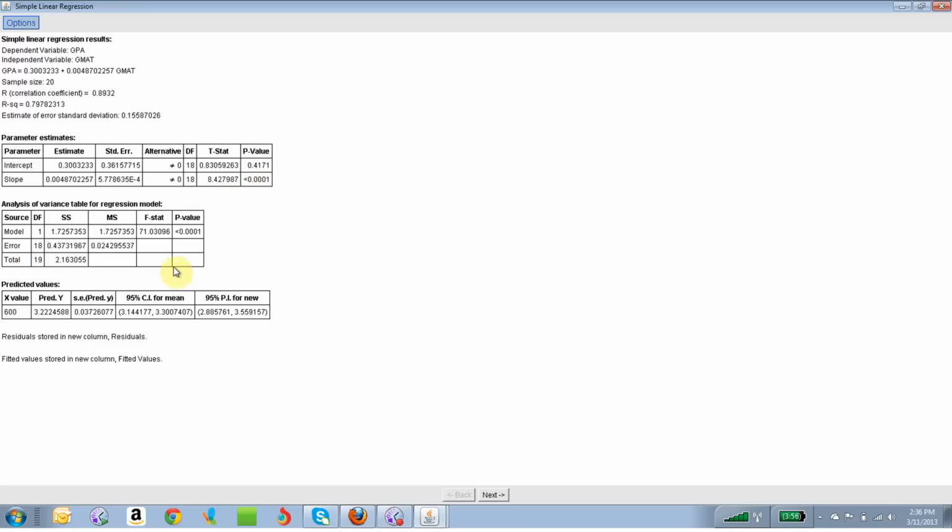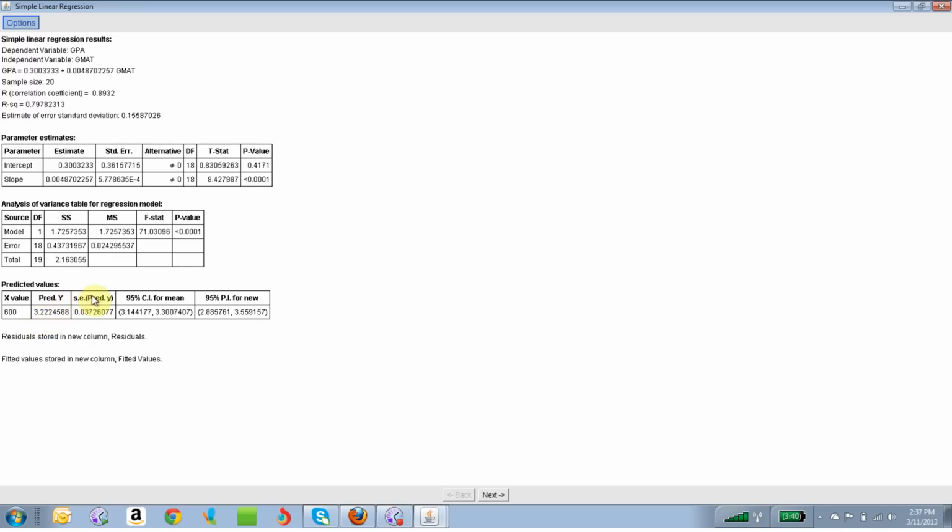Furthermore, it gives me the analysis of variance table for the regression model. Some people might use that to run a statistical test, and the F-stat is 71.03, and the p-value for that is 0.0001. It's going to give you the same result for simple regression. So if I'm looking at these two, I get exactly the same result. Lastly, as you recall, I asked for the predicted value of GPA of a student whose GMAT score was 600. Based on this model, the predicted value of GPA of that person is 3.22.